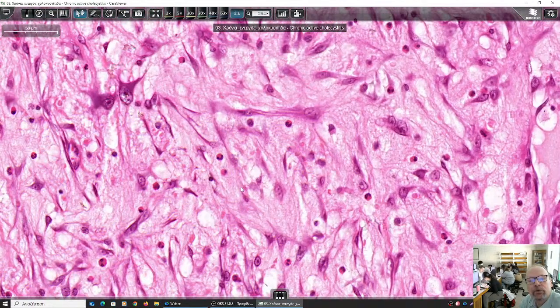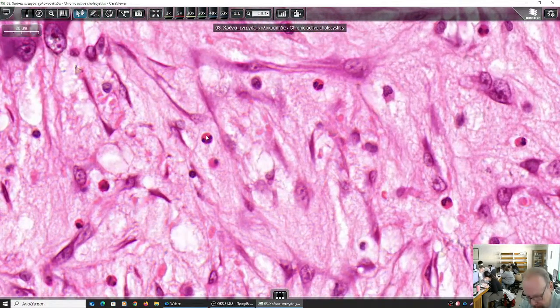However, I want you to pay attention to this cell. Does it have a lobulated nucleus? Is it a neutrophil? No. The cytoplasm is too red. This is eosinophilic.